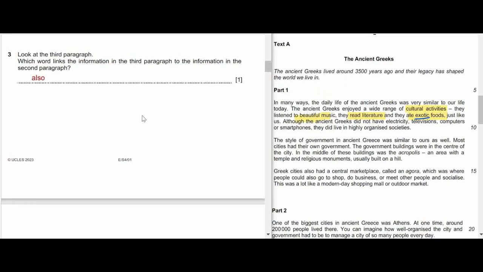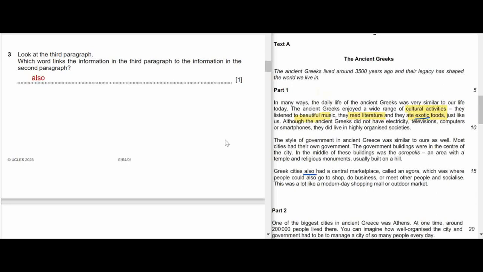If you still have not finished, you may pause this video. Let's open up the answer. The answer is "also". Let's check the word "also" in the third paragraph. "Also" is the word that links the third paragraph with the second one.